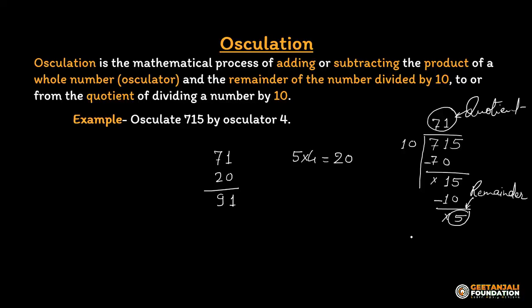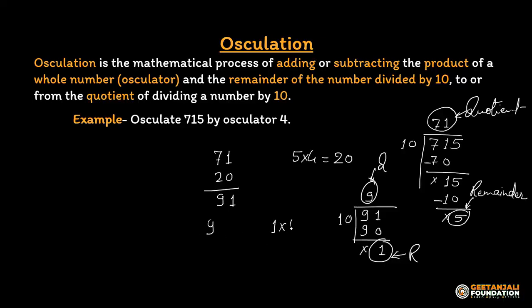If you want to osculate it once again, the method will remain the same. The number now is 91. You divide it by 10. So 10 nines are 90. This is 1. This gets cancelled. So this is your remainder, and this is your quotient. To repeat the osculation process, you write 9 here. 1 multiplied with osculator 4, you get 4. You add this 4 to 9 and you get 13. So this is your final result after the osculation. So your answer is 13 after the osculation.